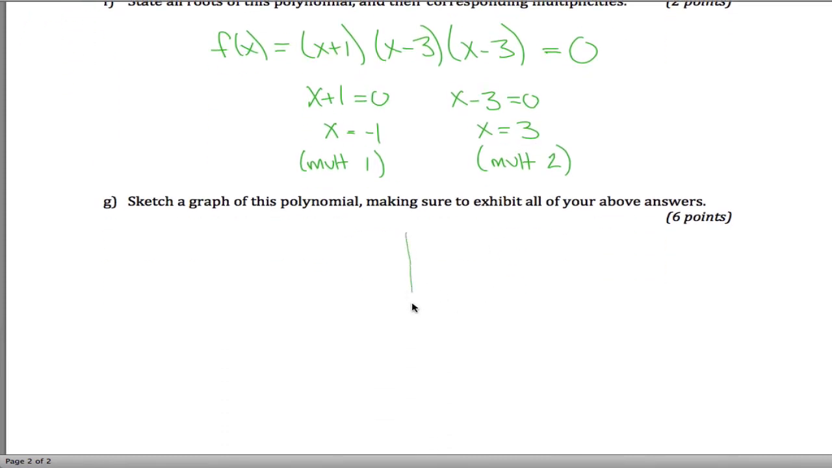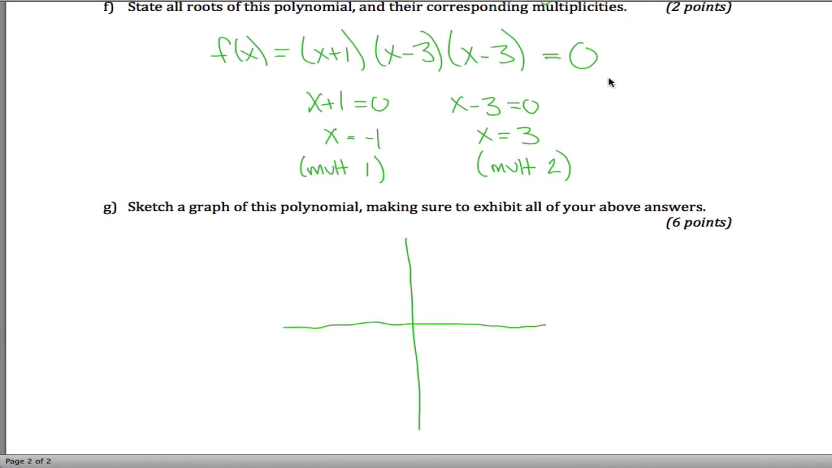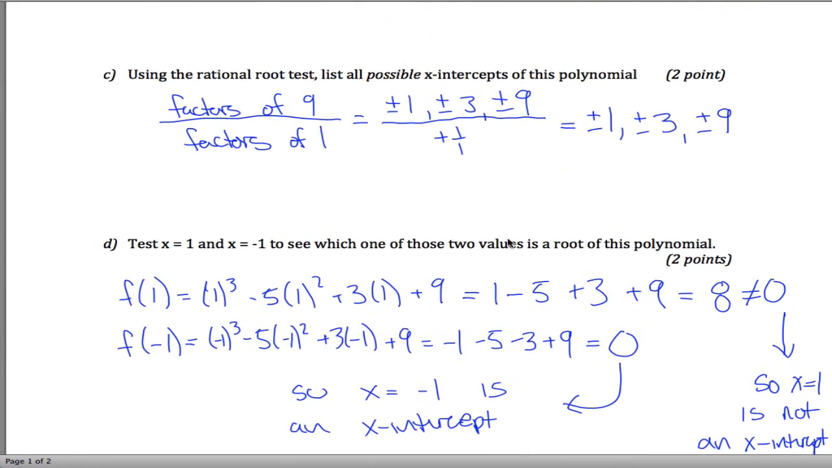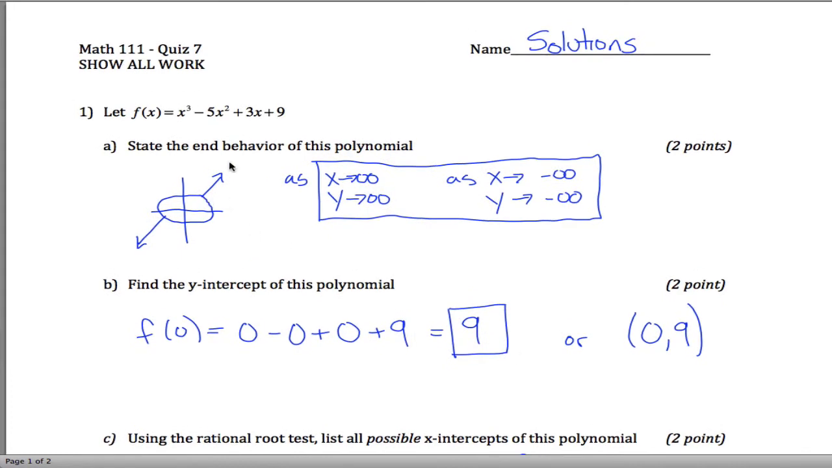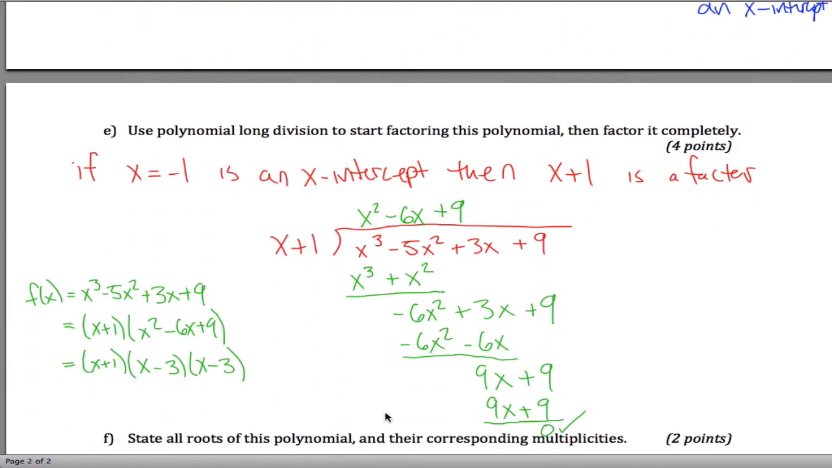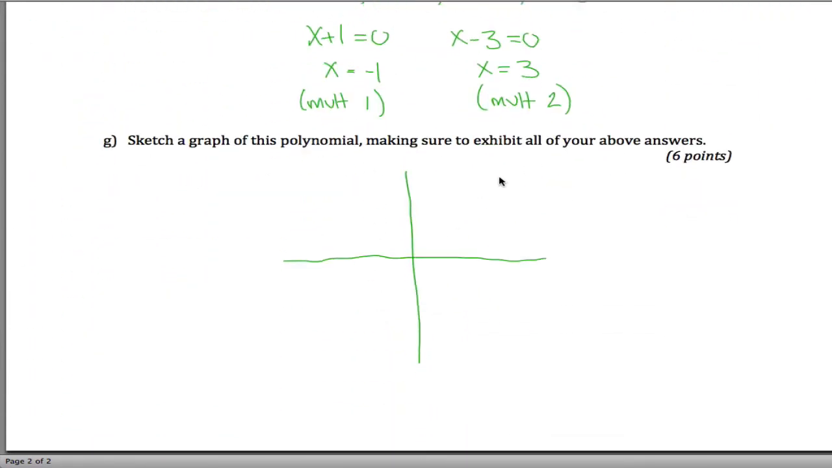Sketch a graph of this polynomial. All right. Make sure to exhibit all of your answers from above. So what have I figured out so far? In behavior, it goes up to the right, down to the left. Okay. It's got a y-intercept at 9. Okay. So I want it to go up in this direction and down in this direction. I want it to go through the point 0, 9. 1, 2, 3, 4, 5, 6, 7, 8, 9. So I want it to go through this point right here.